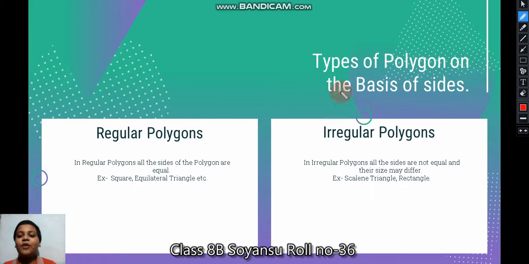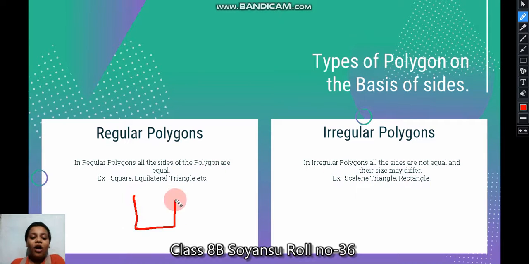Then comes types of polygons on the basis of sides: regular polygons and irregular polygons. In regular polygons, all the sides of the polygon are equal. Example: square, equilateral triangle, etc. In irregular polygons, all the sides are not equal and their sides may differ. Example: scalene triangle and rectangle.